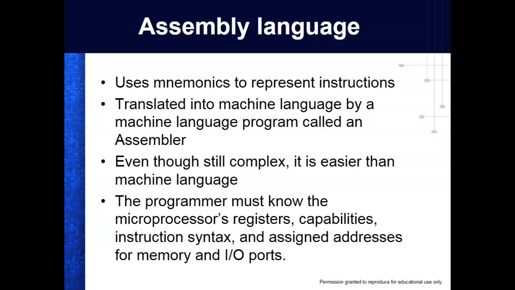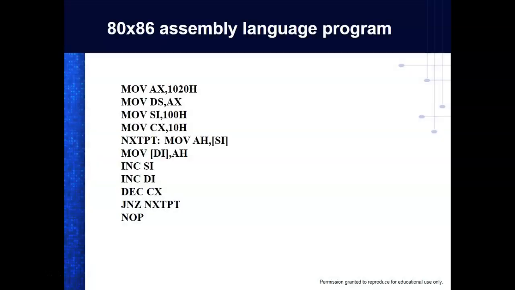So what we do is, even though it's still complex, it's easier than machine language programming, though you still need to know everything. This is the same program written in assembly. Move AX into address 021 hex. AX is one of the registers. These are the register names, AX, BX, and so on. So move, add, but basically now it makes a little more sense, right?